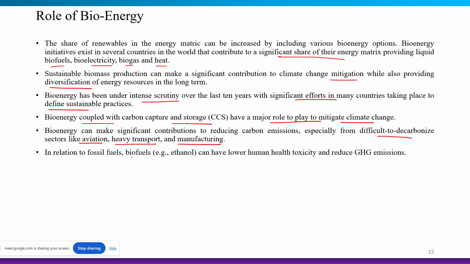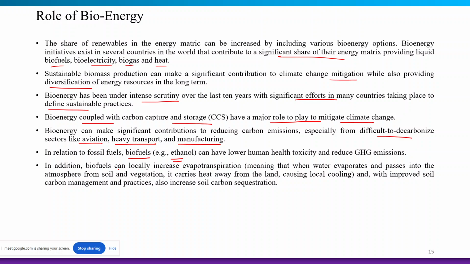In relation to fossil fuels, biofuels, which commercially means ethanol, can lower human health toxicity and also reduce greenhouse gas emission. In addition to that, biofuels can locally increase evapotranspiration, which is when water evaporates and passes through the atmosphere from the soil and vegetation, it carries heat also from the land, which creates local cooling. So this land heating issue also can be reduced by increasing biomass cultivation, right? So there will be biomass, biofuel also can be generated, and those are directly related.